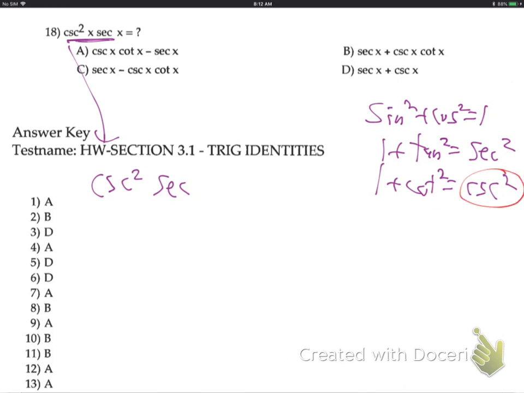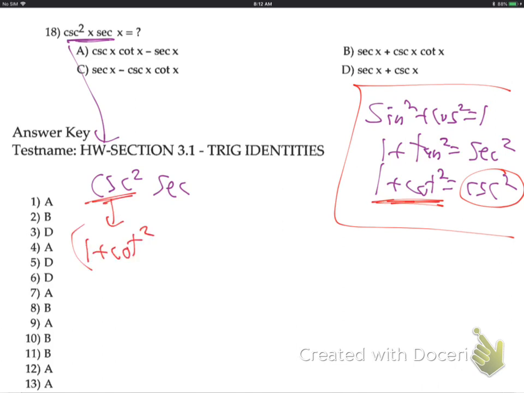Cosecant squared is identical to 1 plus cotangent squared, right? So just take that. I was doing all that extra fancy stuff. Your way's better. Everybody see what I did there? I replaced cosecant squared with 1 plus cotangent squared like Destiny said. Those are identical.